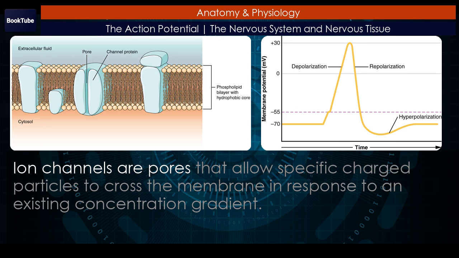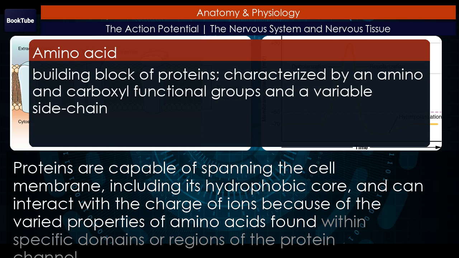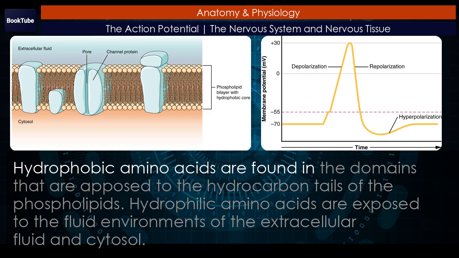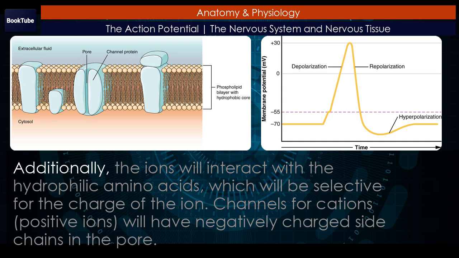Ion channels are pores that allow specific charged particles to cross the membrane in response to an existing concentration gradient. Proteins are capable of spanning the cell membrane, including its hydrophobic core, and can interact with the charge of ions because of the varied properties of amino acids found within specific domains or regions of the protein channel. Hydrophobic amino acids are found in the domains that are opposed to the hydrocarbon tails of the phospholipids. Hydrophilic amino acids are exposed to the fluid environments of the extracellular fluid and cytosol. Additionally, the ions will interact with the hydrophilic amino acids, which will be selective for the charge of the ion.